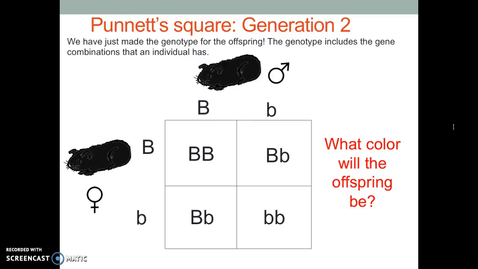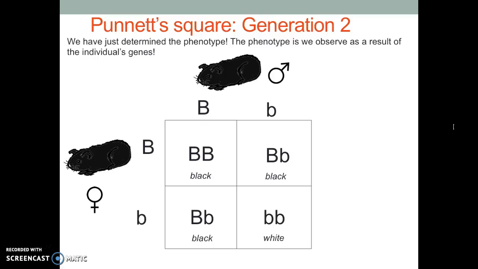Remember, in the last generation, we only saw black guinea pigs. Well, in this generation, we're going to see that 75% of them are going to be black and 25% are going to be white. And these are our phenotypes, which is what we see as a result from the individual's genes. Now remember, we know what color they're going to be based on if we have these capital letters or lowercase letters. If there's a capital letter, it's always going to be dominant, the dominant trait, which in this case is black. But if we have two of the lowercase letters, then it's going to be the recessive trait, which in this case is the color white.